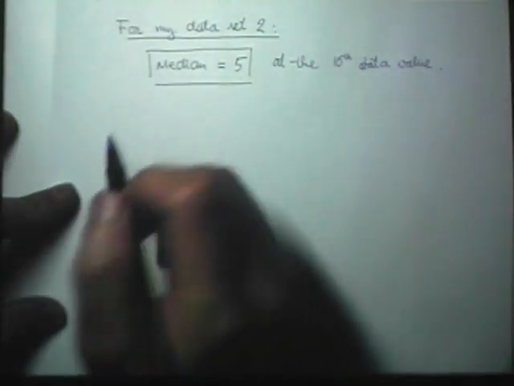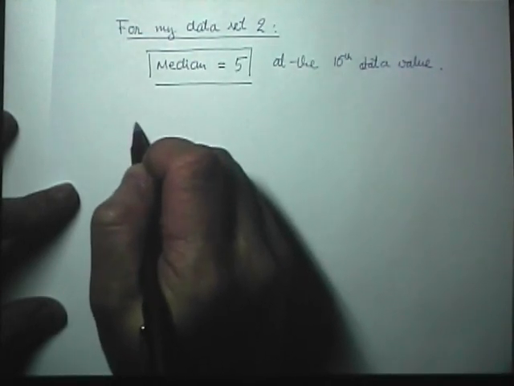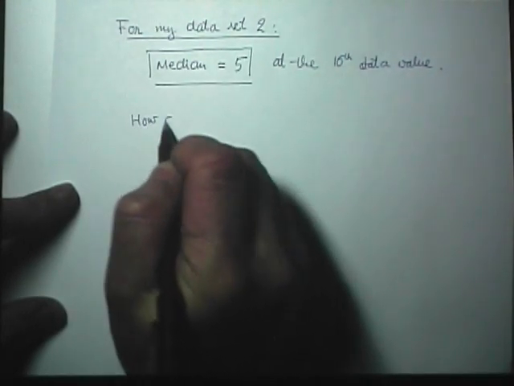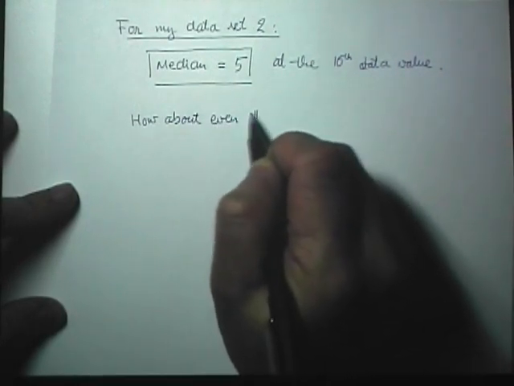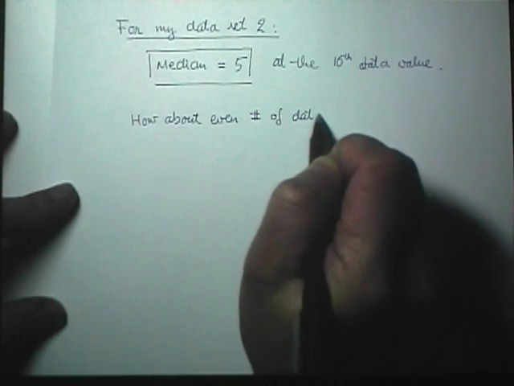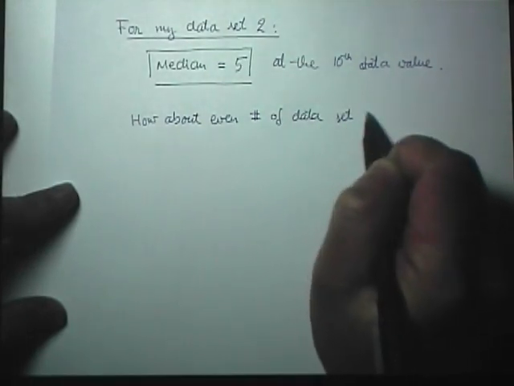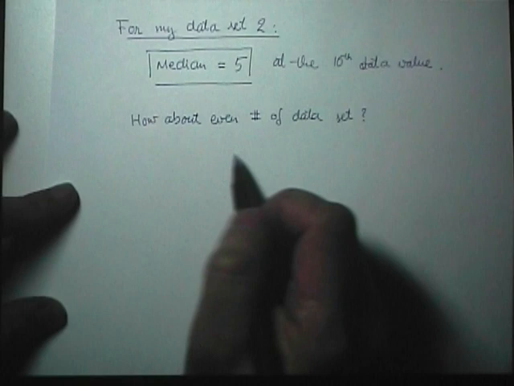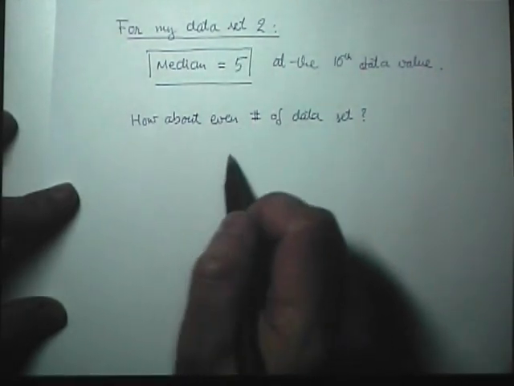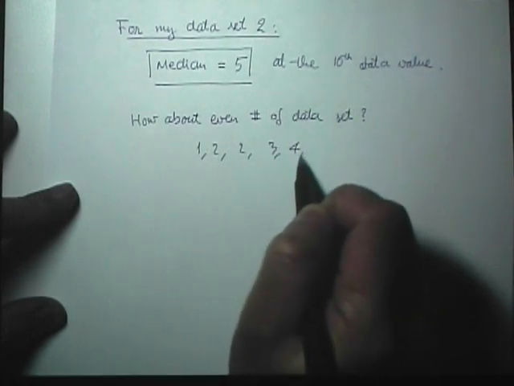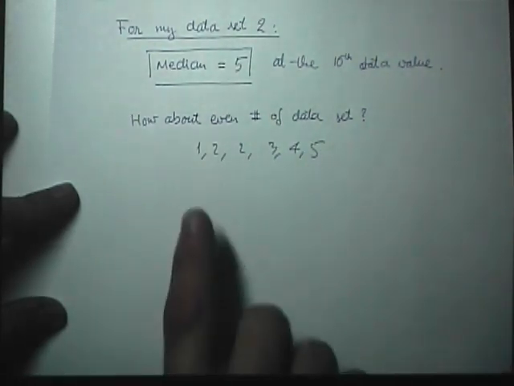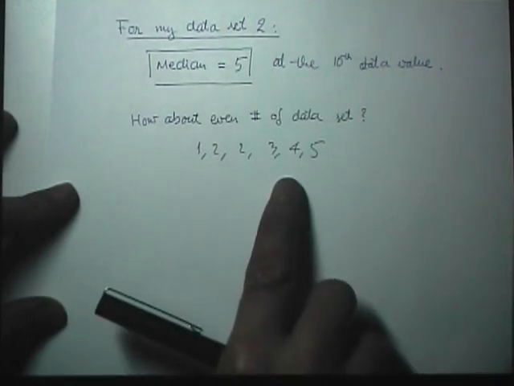Okay? Now, what happens if you have an even number? Let's say you have an even number of data values, like 1, 2, 2, and 3, 4, 5, something like that, right? So you've got 6 items all total, an even number of data values, right?